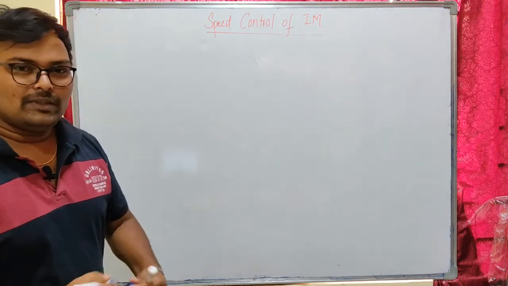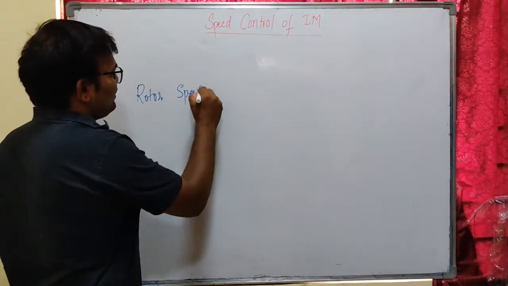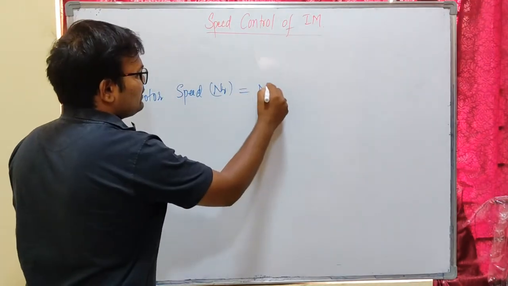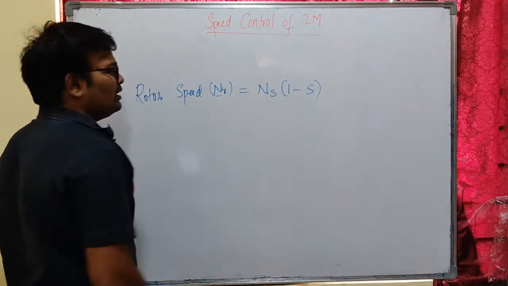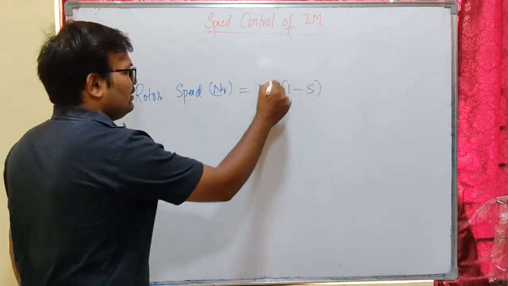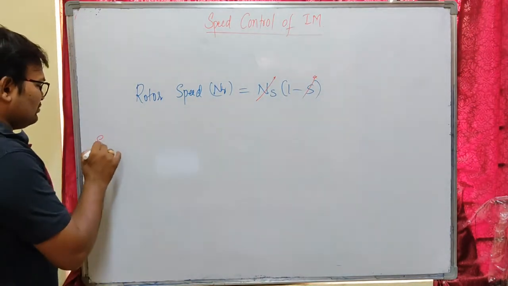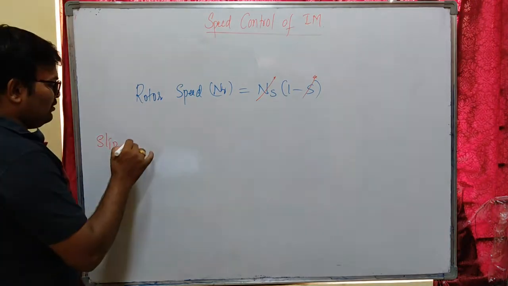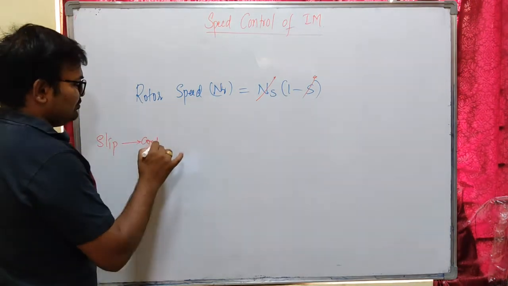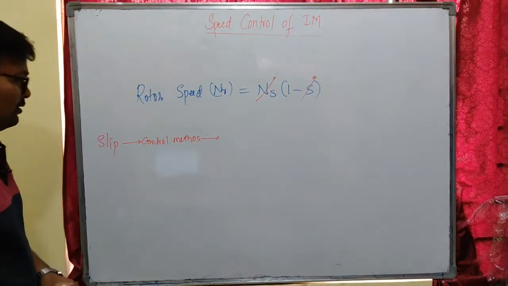We know that the rotor speed of a 3-phase induction motor can be given as NR, which is equal to NS into (1 minus S). That means in order to control the speed of our induction motor, we can control it by changing the synchronous speed or by changing the slip. Let us see what controls we can do using slip control methods. We know that slip can be controlled.